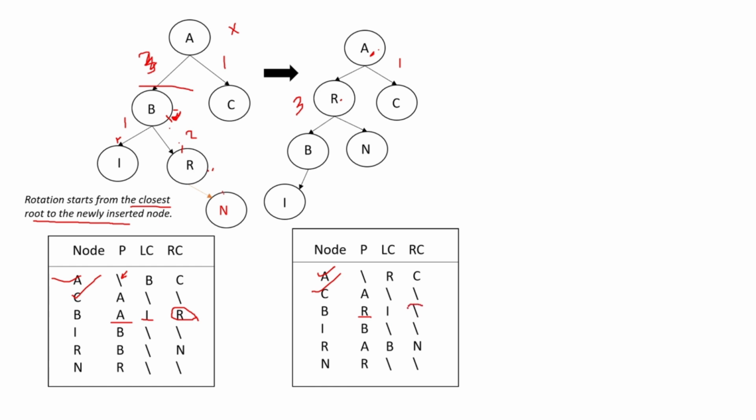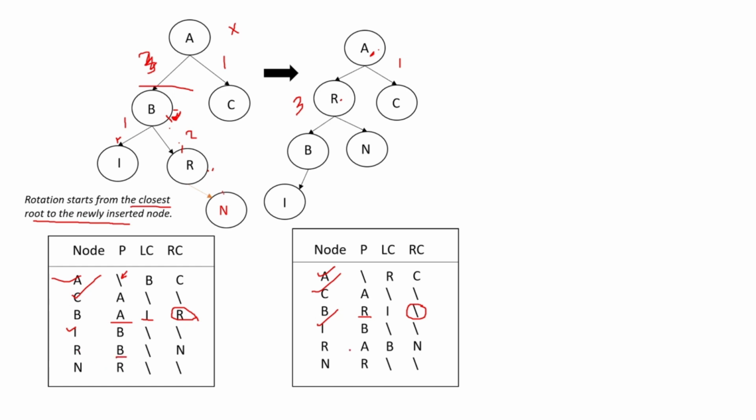It is null now, and it was previously R. I will be the same since nothing has been done to I. Now R has been changed because the rotation took place between B and R.